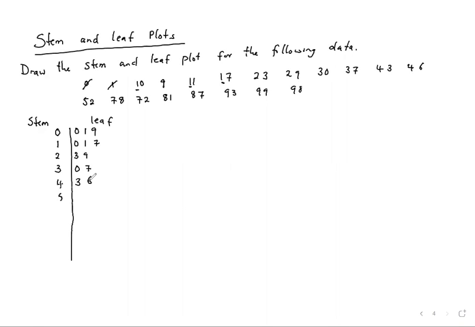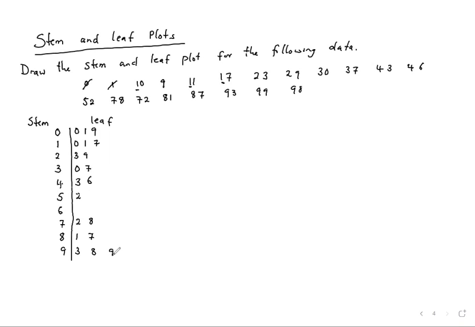And then 5 as the stem, 52, that's one number there. Then 6 as the stem. There's no number there, so don't write anything. 7, we have 2, 72. We have 8, 78. And then 80, we have 81, 87. And then 90, we have 93, 98, 99.